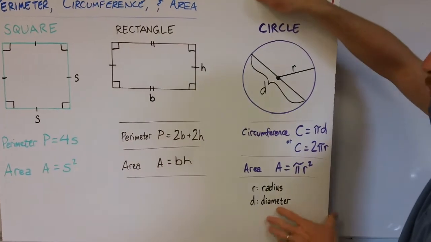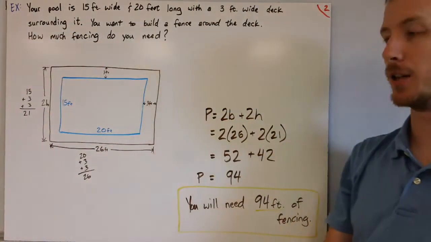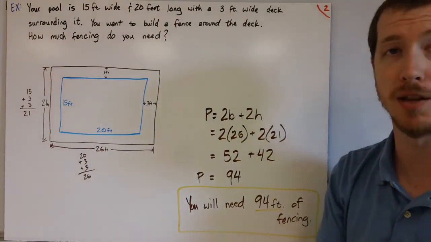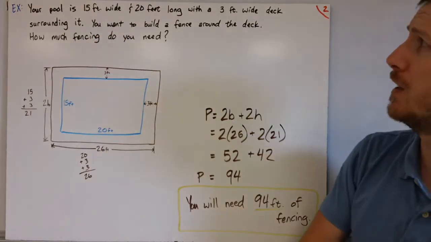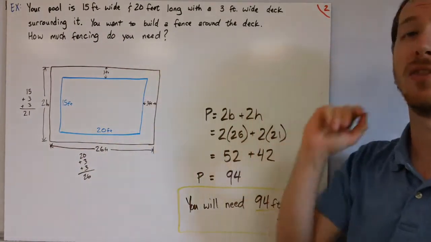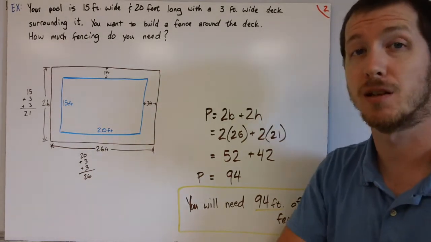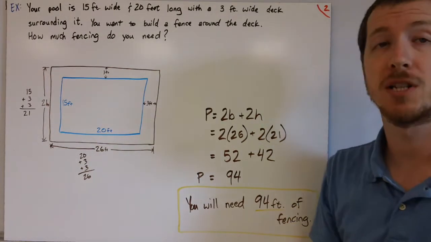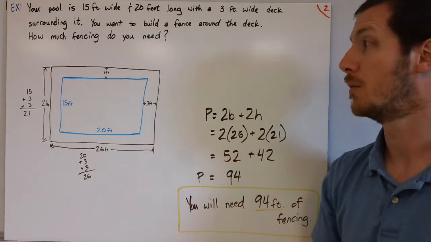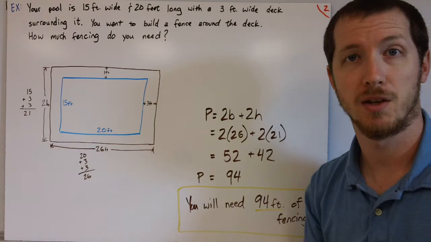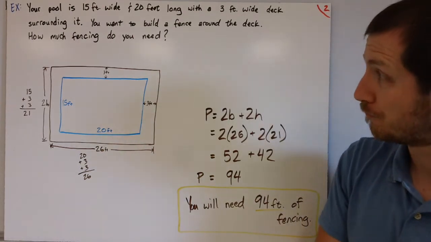Okay, so that's a little review of our perimeter and area for our basic geometric shapes. Let's apply those in some word problems. Let's say your pool is 15 feet wide and 20 feet long with a 3-foot wide deck surrounding it. You want to build a fence around the deck. How much fencing do you need? When you go to Lowe's or Home Depot, you don't want to buy too much because you don't want to spend any more money than you have to, but you want to make sure you get enough so you don't have to go back to the store.